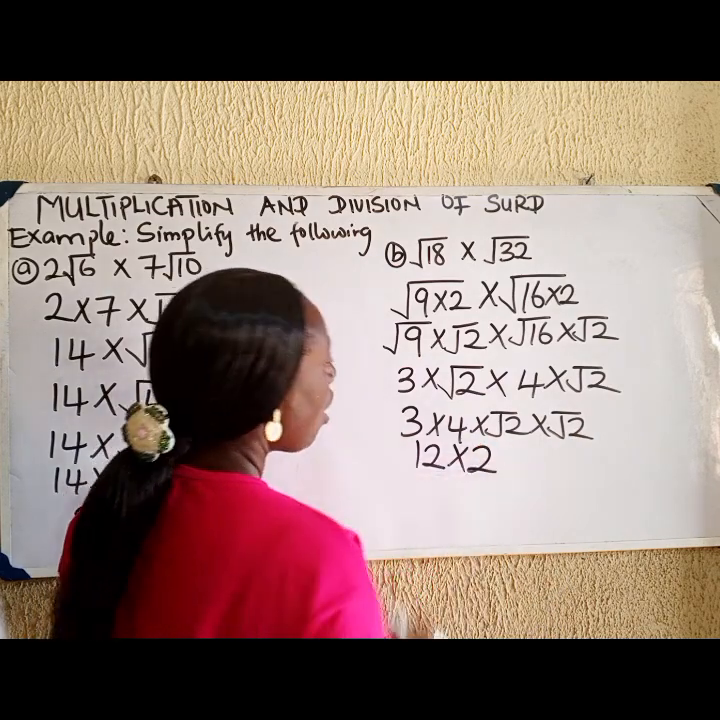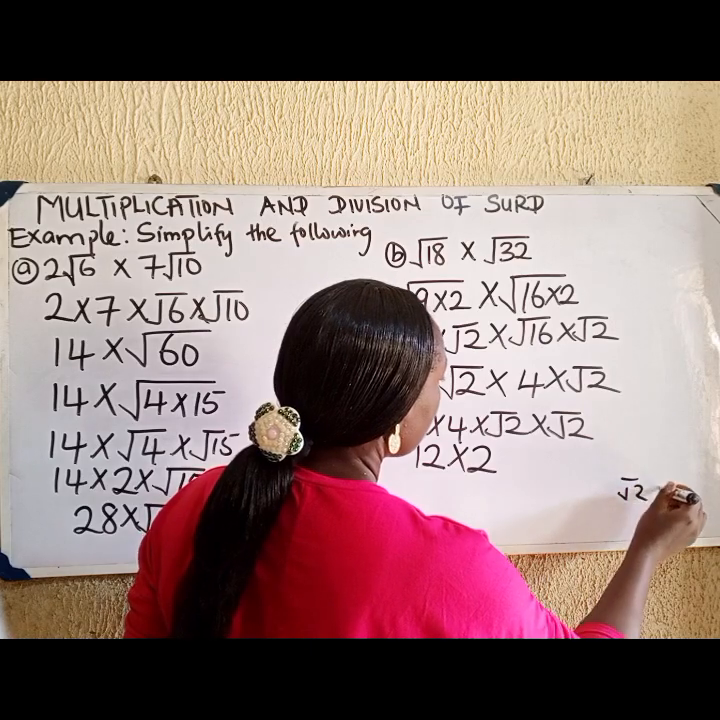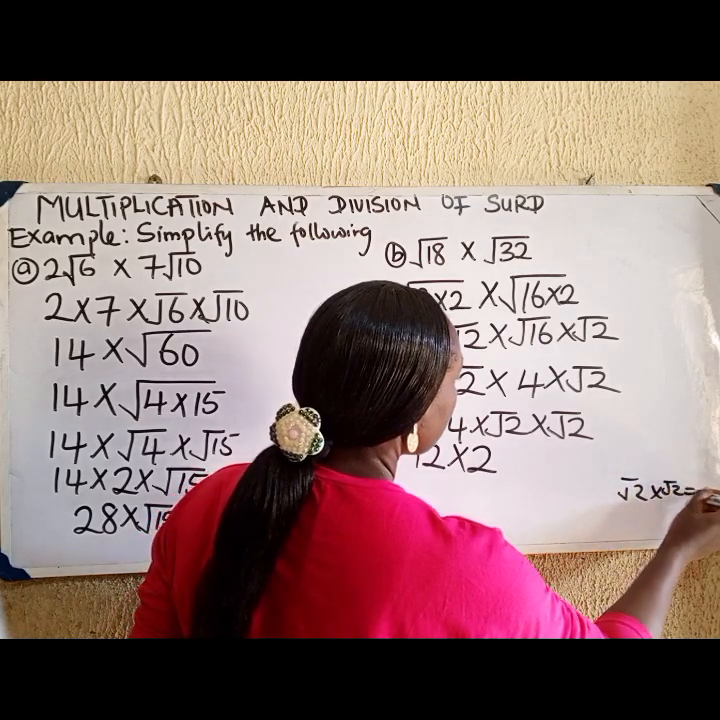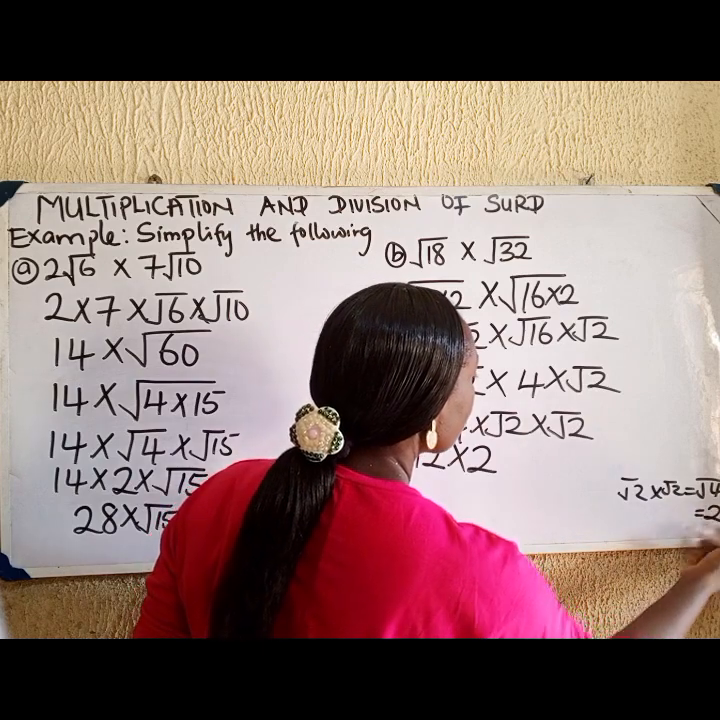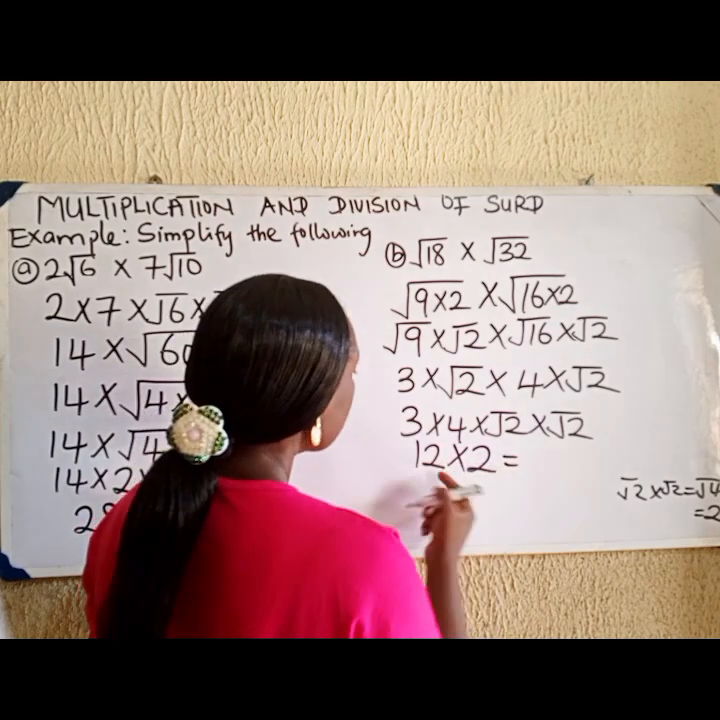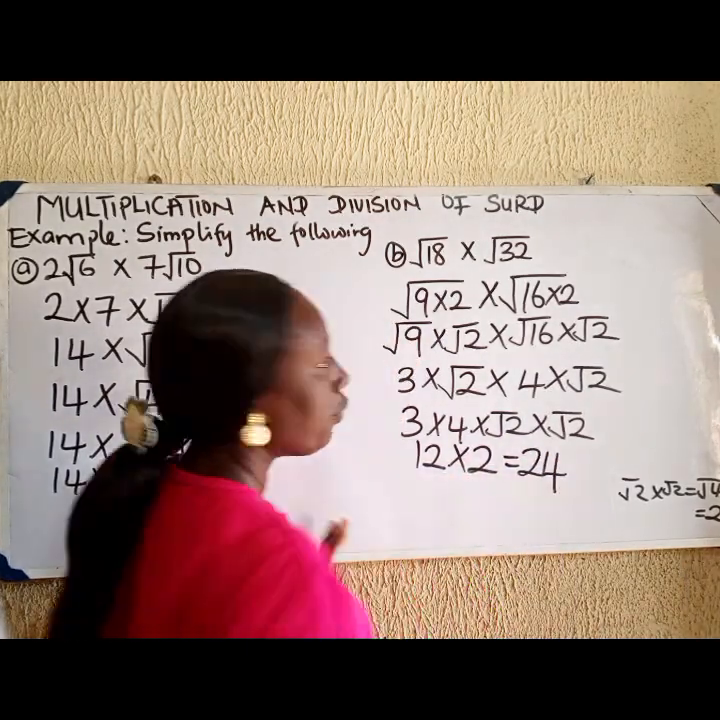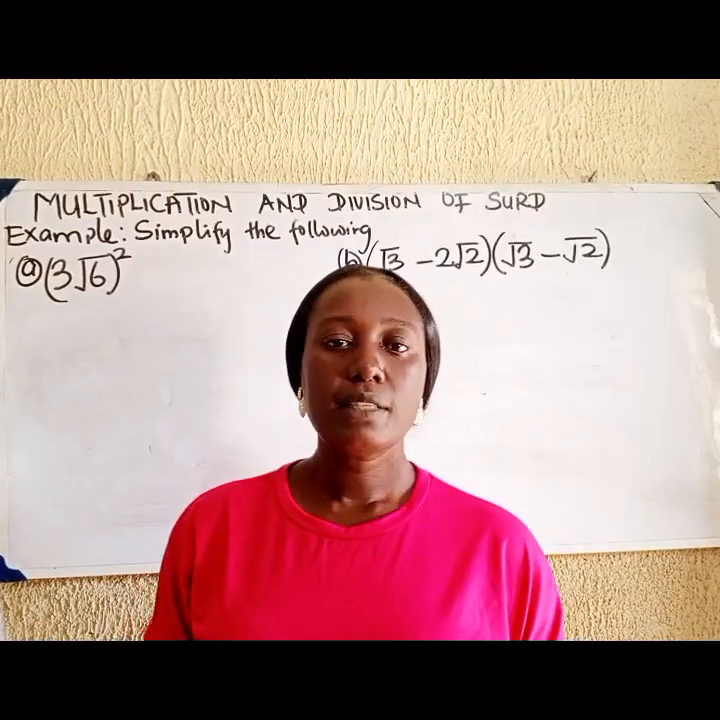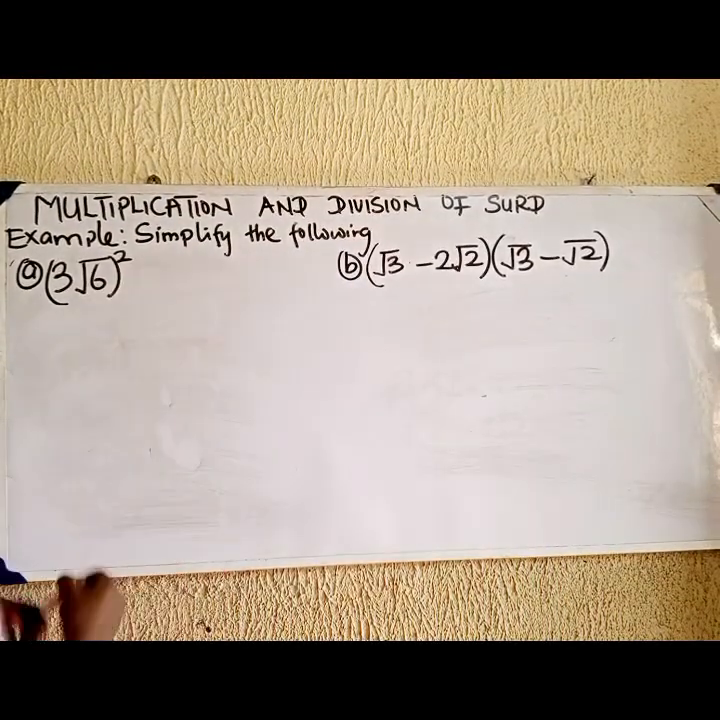Root 2 times root 2 will give me 2. How? Root 2 by root 2 is equal to root 4, and the square root of 4 is equal to 2. So that is how I obtain this 2 here. So I'll now say 12 times 2 will give me 24. I hope it's clear. Now let's see more examples under multiplication. We are given something like this to simplify.